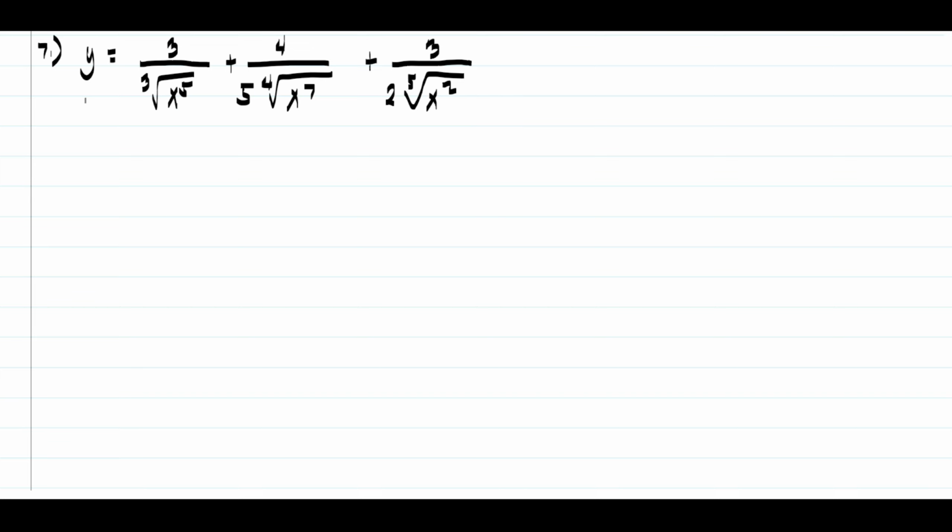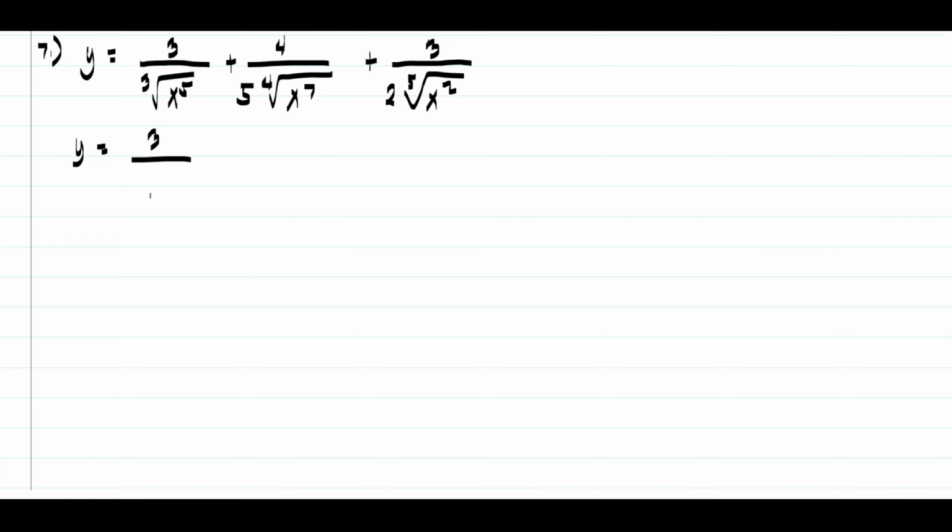On example number 7, we have y equals 3 over cube root of x raised to 5 plus 4 over 5 fourth root of x raised to 7 plus 3 over 2 fifth root of x raised to 2. So in order for us to simplify this one, we need to convert the radical form into exponential form and rewrite it on the numerator. So to simplify this one, let us rewrite the radical form into exponential form.